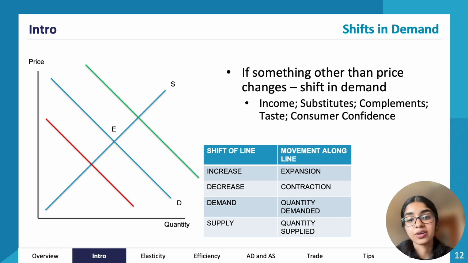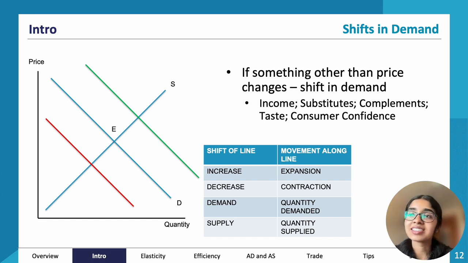Taste. If we look at news articles or media, a lot of things can change taste. If an article comes out that tells you bread is the next superfood, it's super healthy, has cancer prevention properties, as a general rule you'd think that people are more likely to buy bread. So that would also shift the demand for bread to the right.